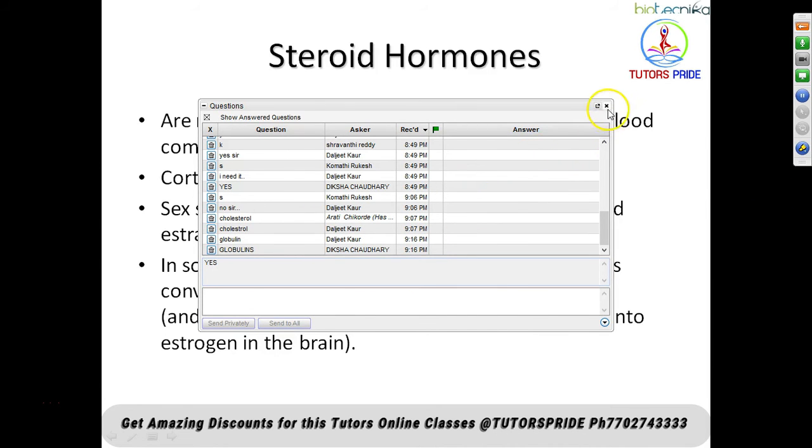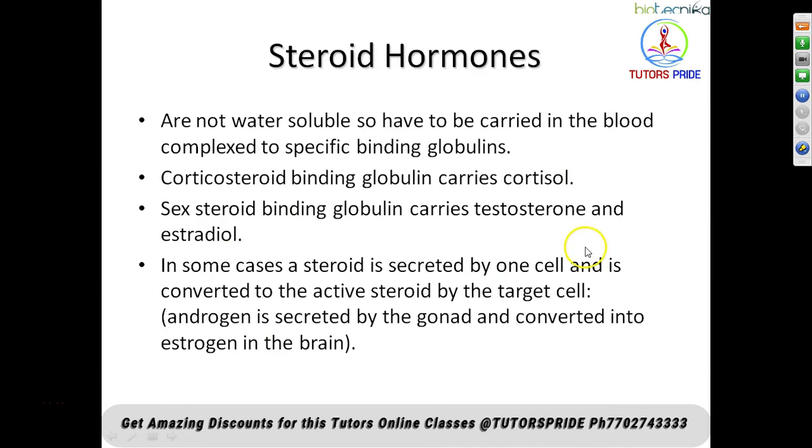Okay, very good. Sex steroid binding globulin carries testosterone and estradiol. So these are the steroid hormones which bind to the protein globulin, as I told you, and it carries testosterone and estradiol. Corticosteroid binding globulin carries your cortisol.